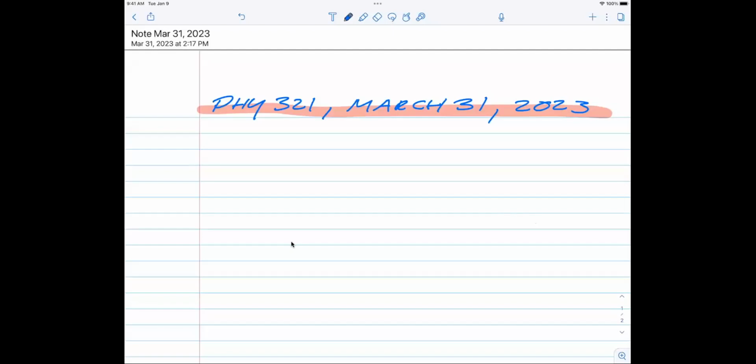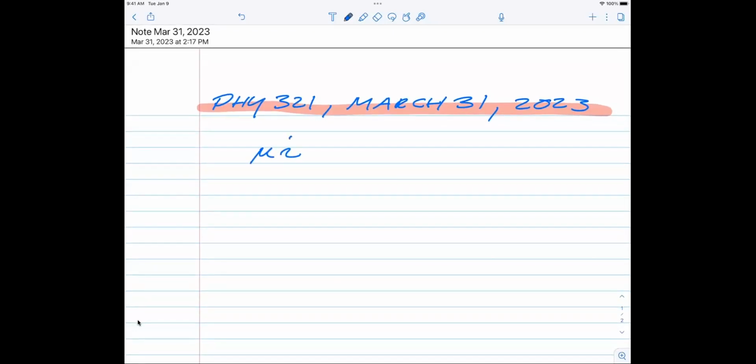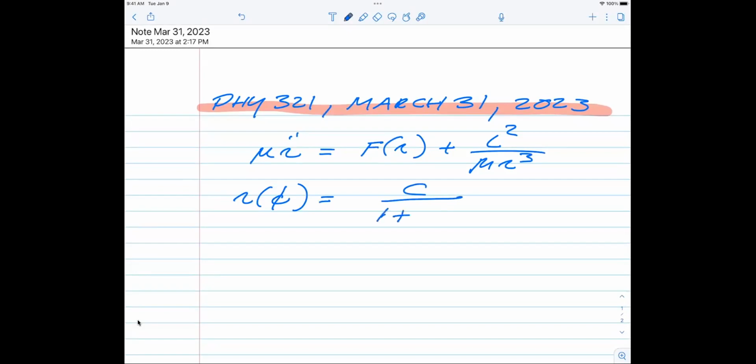And this will be the last thing we do today before we start solving the exercises. So what we did on Wednesday was to find the solution of the equation mu times the radial acceleration, which was given by the gravitational force plus this centrifugal barrier, which went like mu divided by r cubed. So what we found then was that r of the angle phi is given by a constant c divided by 1 plus this constant which we call the eccentricity.